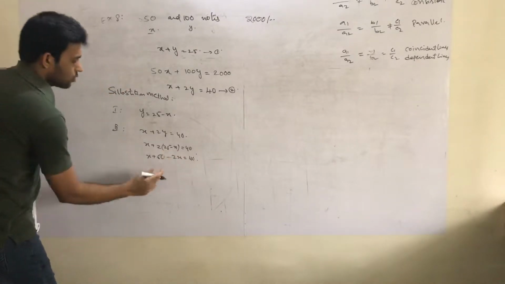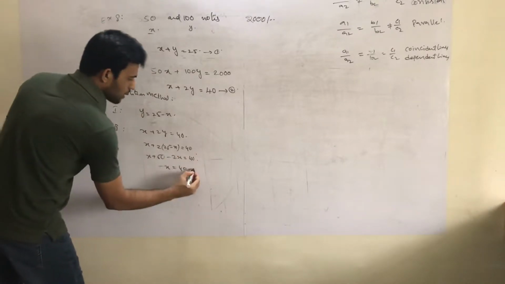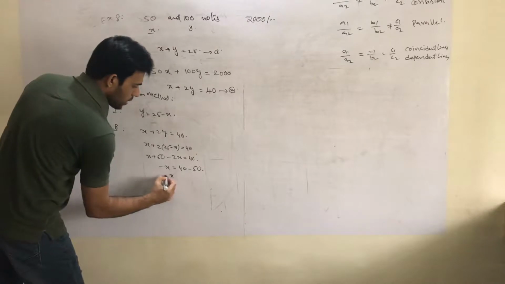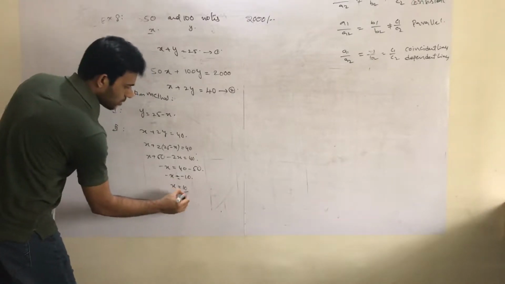So plus x minus 2x, that becomes minus x. So 40, it is plus 50. If I set that side, it is minus 50. That means minus x equal to minus 10. So x gets cancelled. So x equal to 10.